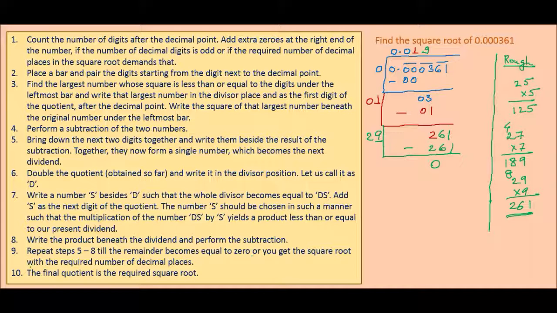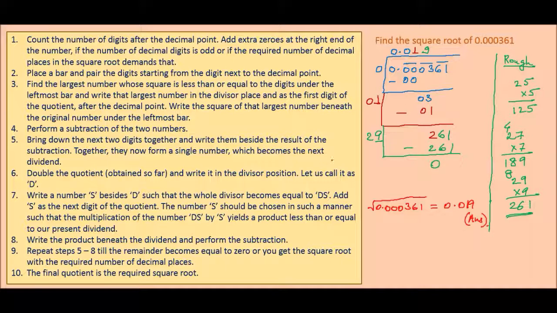So we stop. Rule number 10: the final quotient is the required square root. So the required square root is 0.019. Let us write the answer. Square root of 0.000361 is equal to 0.019. This becomes our answer.